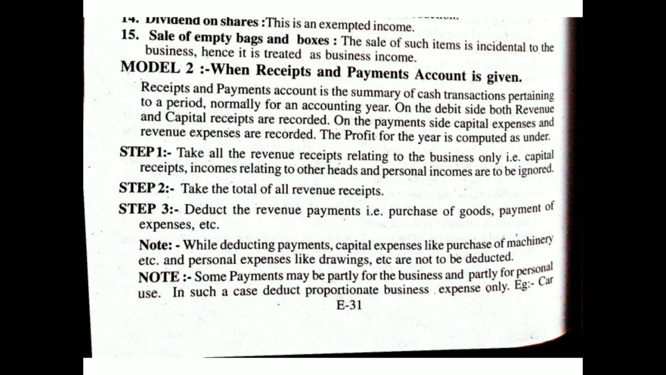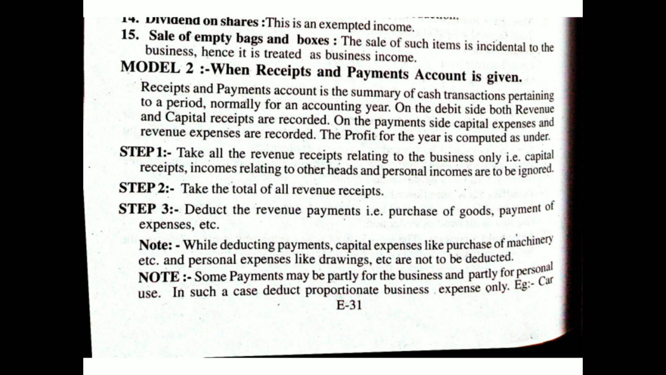Second step is take the total of all revenue receipts. Next, deduct the revenue payments, that is purchase of goods, payment of expenses, etc. While deducting the payments, capital expenses like purchase of machinery, etc., and personal expenses like drawings, etc., are not to be deducted. Some payments may be partially for business and partially for personal use. In such a case, deduct only proportionate business expenses.